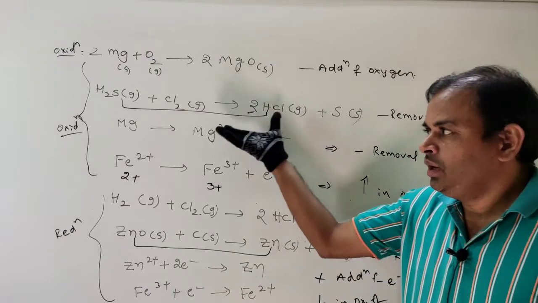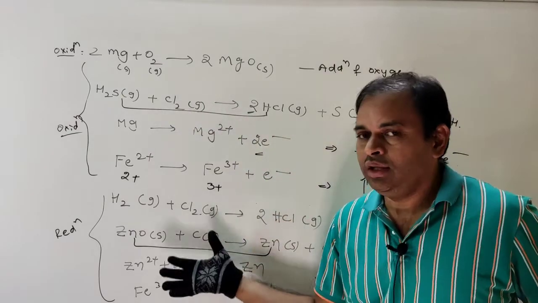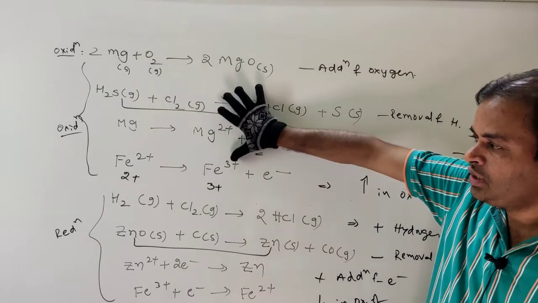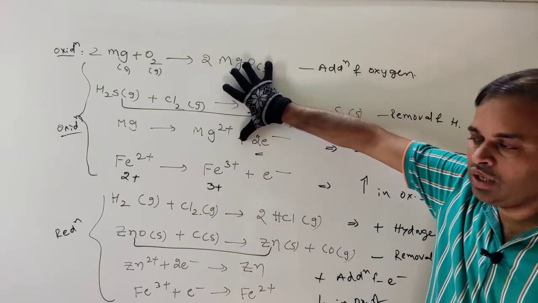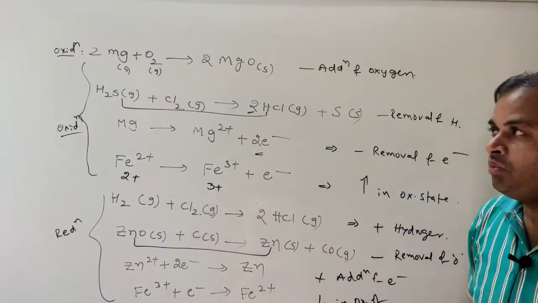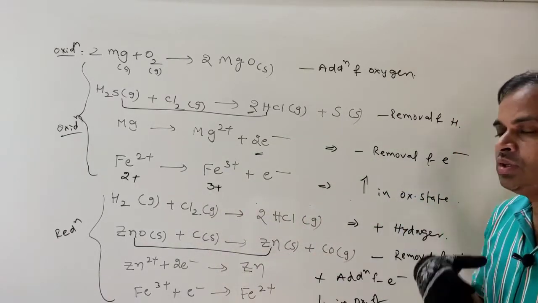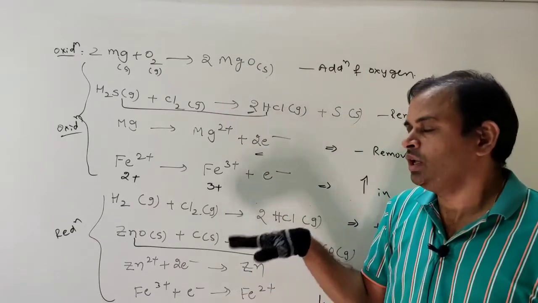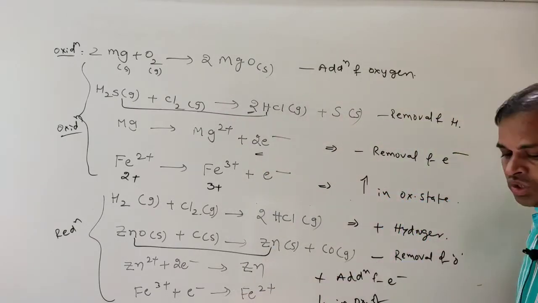So individually these are oxidation and reduction reactions. These are not redox reactions. Just these 4 reactions are oxidation reactions, and these 4 reactions are reduction reactions. But what is a redox reaction? Reactions in which both oxidation and reduction take place are called redox reactions.